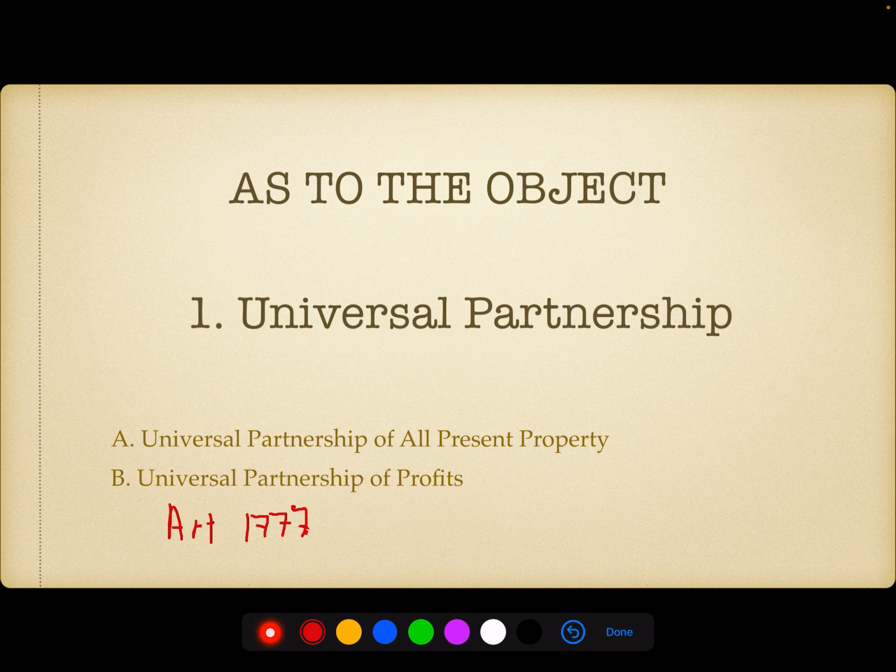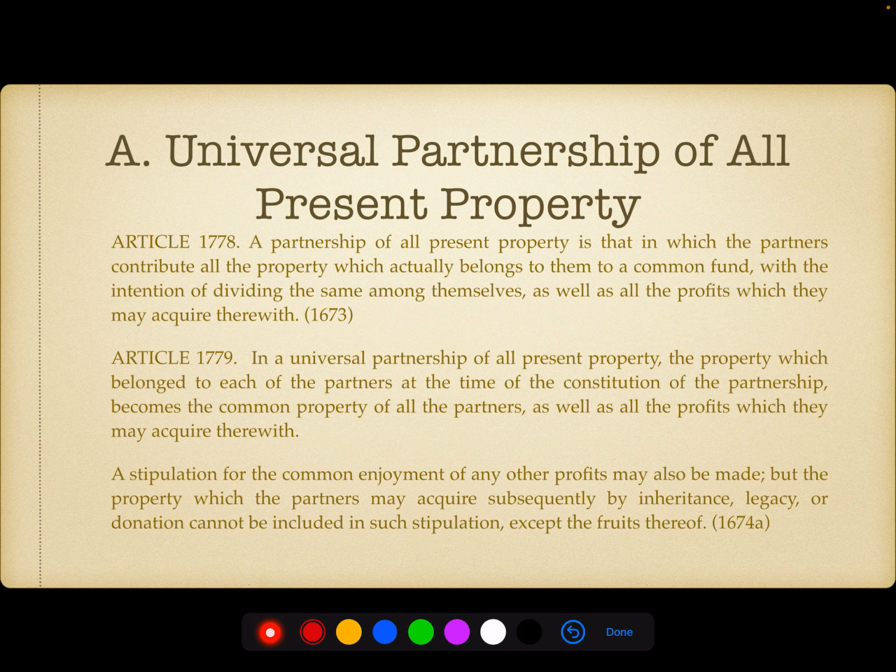Now let's further look into the universal partnership of all present property first. This is covered by Article 1778 and 1779. Under Article 1778, a partnership of all present property is that in which the partners contribute all the property which actually belongs to them to a common fund with the intention of dividing the same among themselves, as well as all the profits which they may acquire therewith.